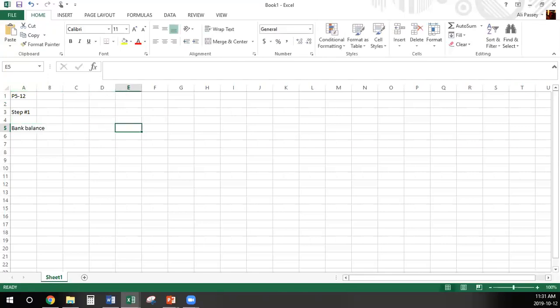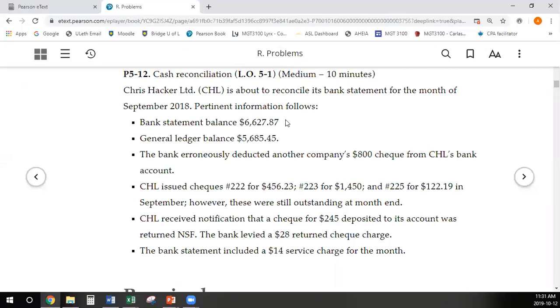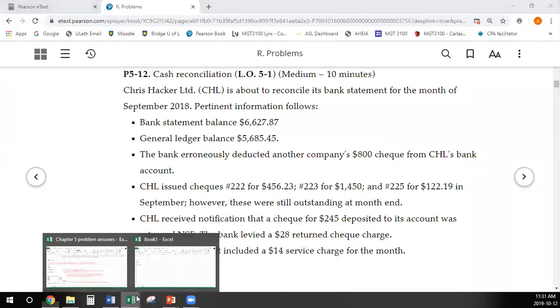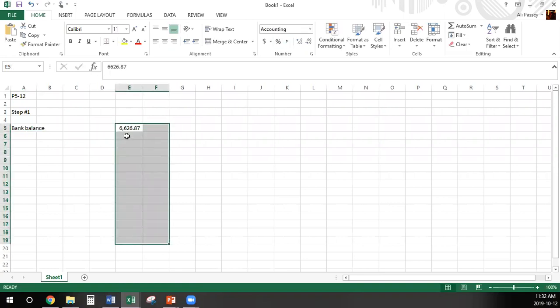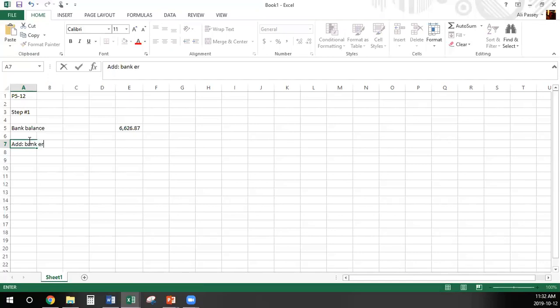So in the problem, it tells you the bank balance is $6,627.87. For whatever reason, this is actually a typo, and in the answer key, the bank balance is $6,626.87. So we're going to use that number because that's what gets us to the correct balance in the end. But normally those two numbers would tie. So bank balance of $6,626.87.